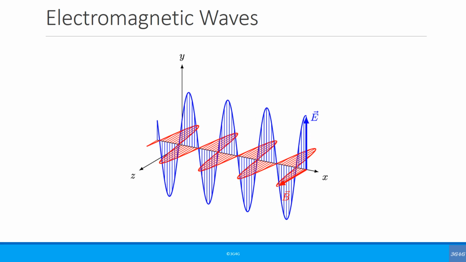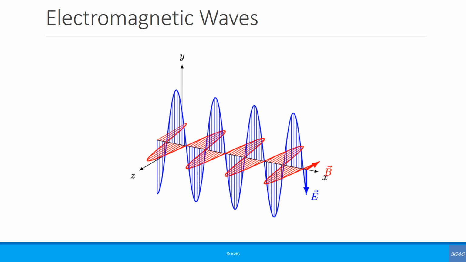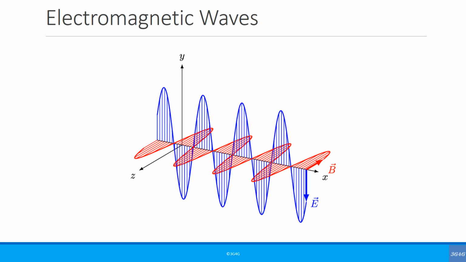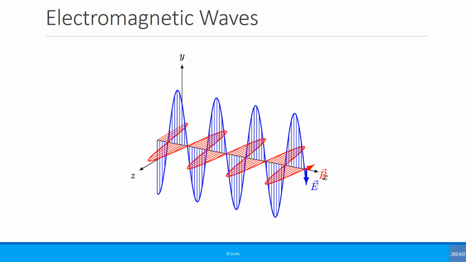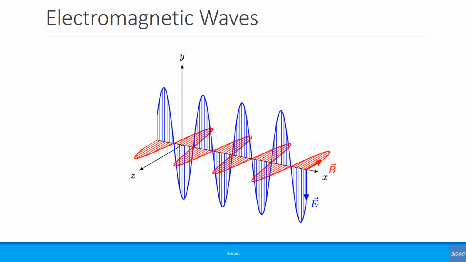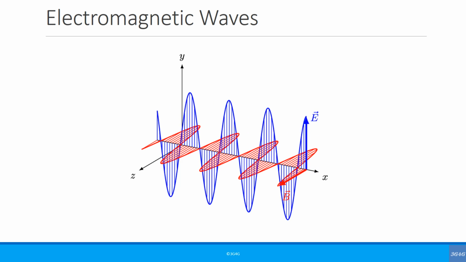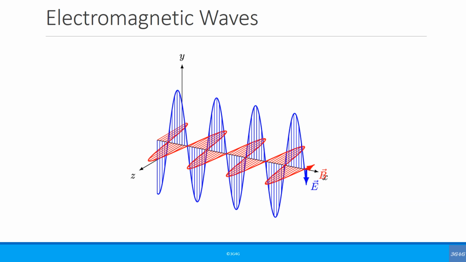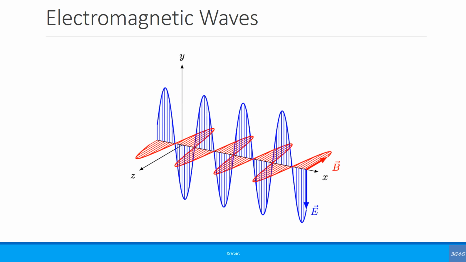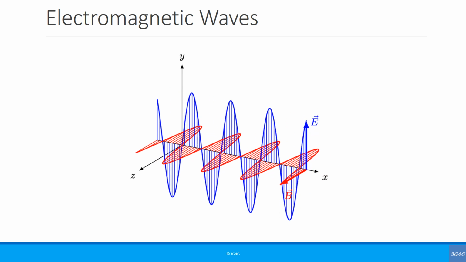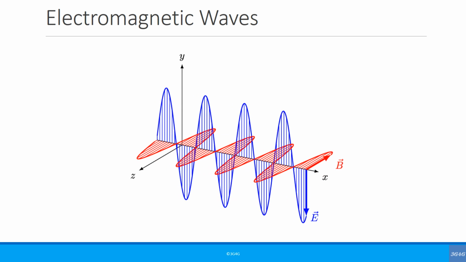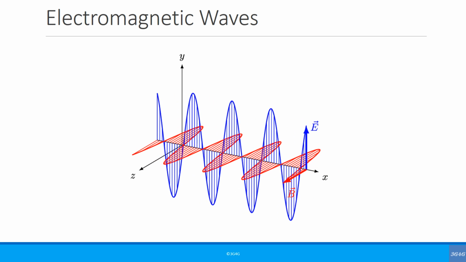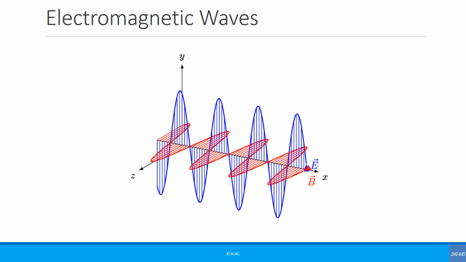So what exactly is an electromagnetic wave? Electromagnetic waves that compose electromagnetic radiation can be imagined as self-propagating transverse oscillating waves of electric and magnetic fields. In this picture you can see the electric field is the vertical one, which is blue, and the magnetic field is the horizontal one, which is red.